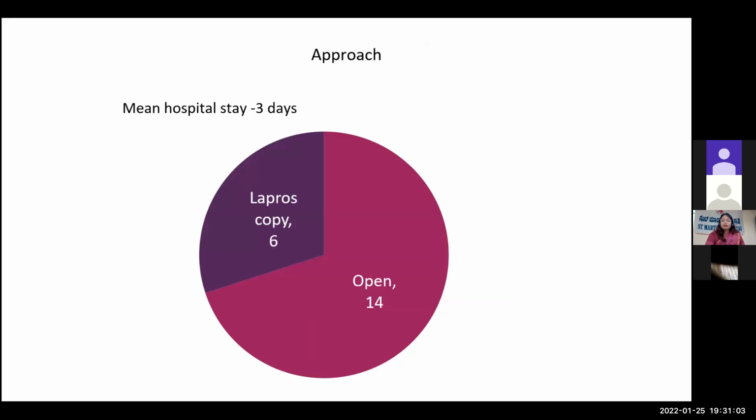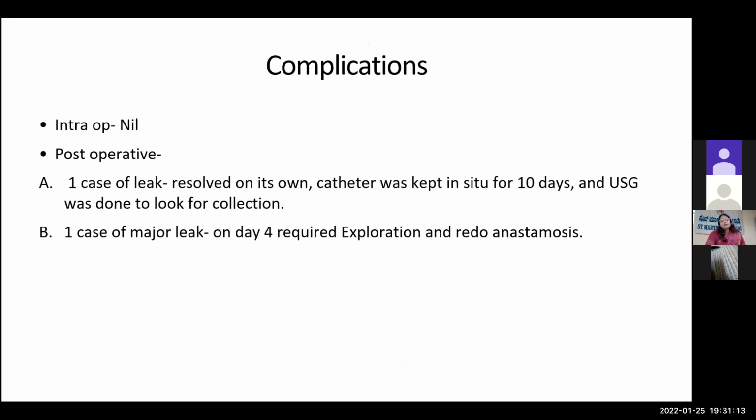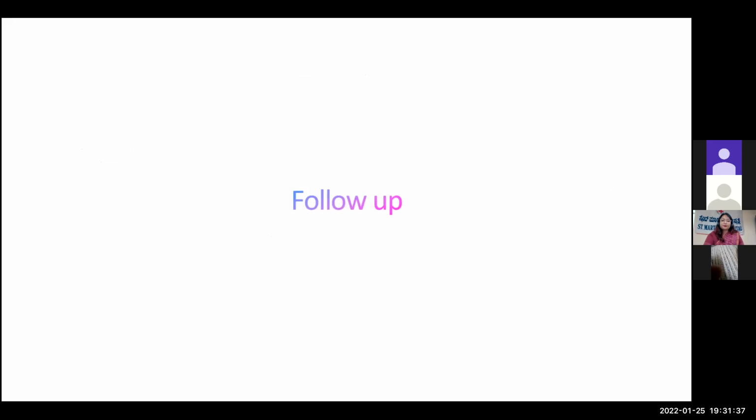Approach: for around 14 of these children, we went ahead with open pyeloplasty, and 6 of them we went ahead with laparoscopy. The mean hospital stay was approximately 3 days. Complications: intra-op, we do not have any complications, although post-operatively we had 1 case of leak which resolved on its own. The catheter and the drain were kept in situ for around 10 days. Post-operatively, an ultrasound was done to look for collection, and after that, the catheter and the drain were removed. We had 1 case of major leak. There was a major drain output, due to which on day 4, the child required re-exploration and redo anastomosis.